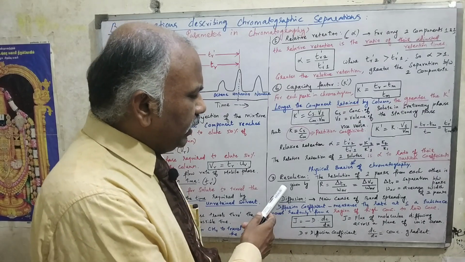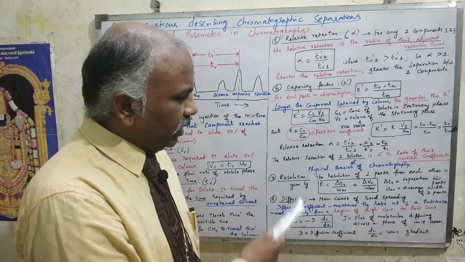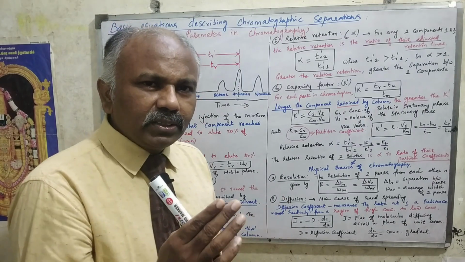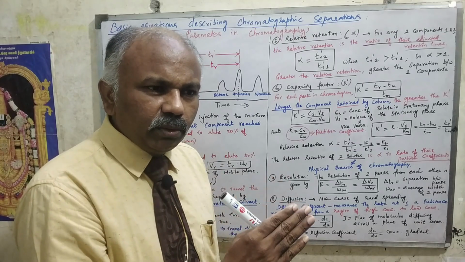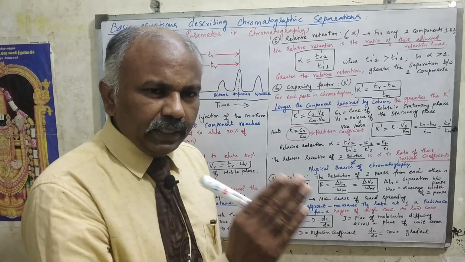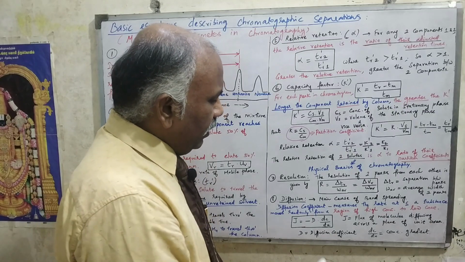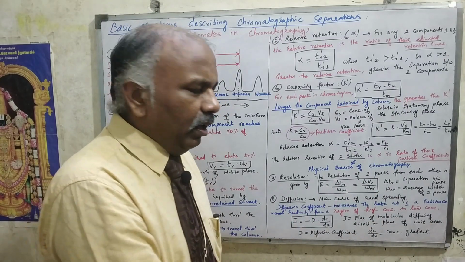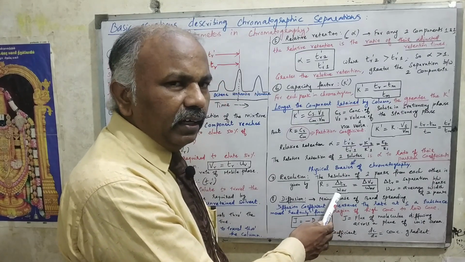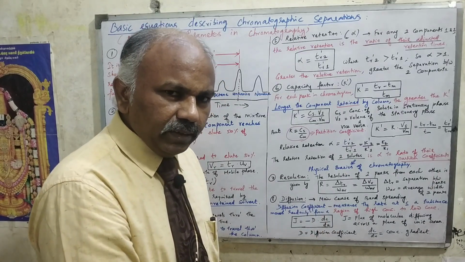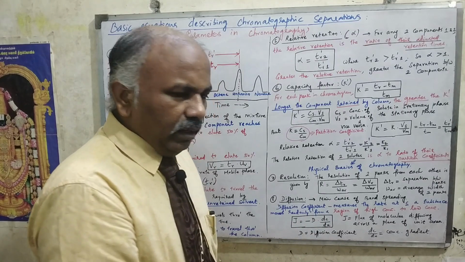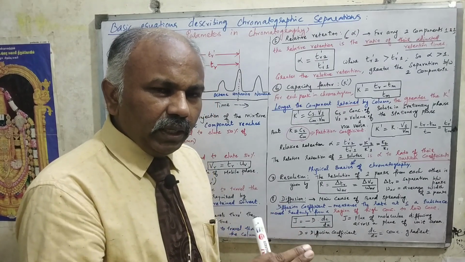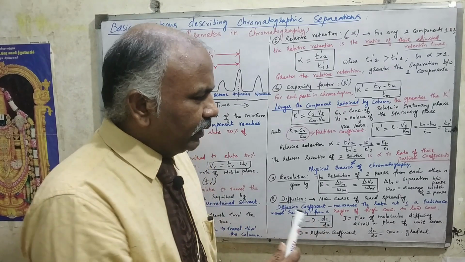The next important terminology we are using is resolution. Resolution is used to compare two peaks: which peak has better resolution, right? So resolution of the two peaks from each other is given by the formula R is equal to delta TR divided by width average, WAV. Delta TR is also equivalent to delta VR divided by width average.